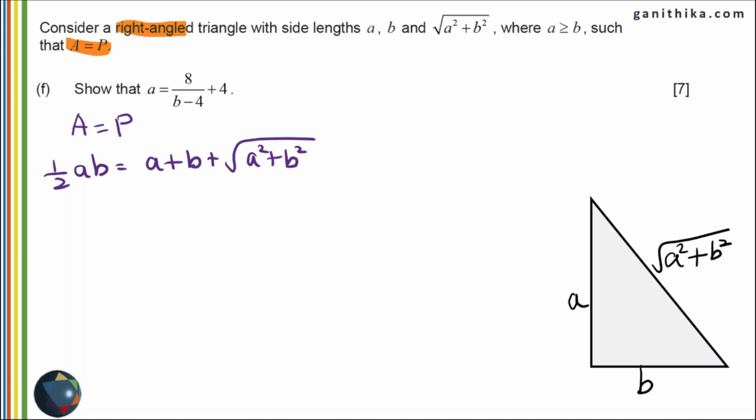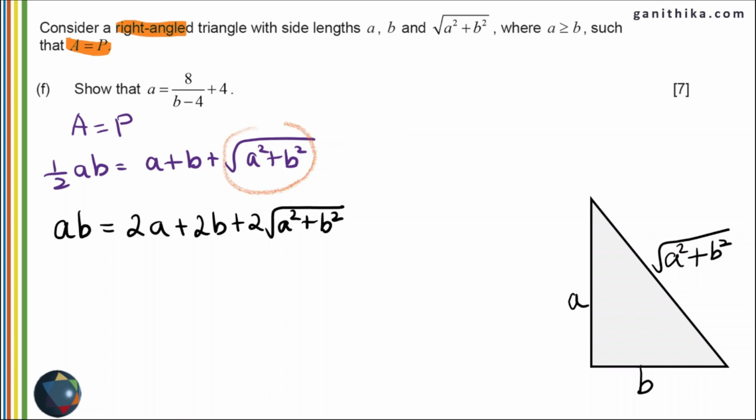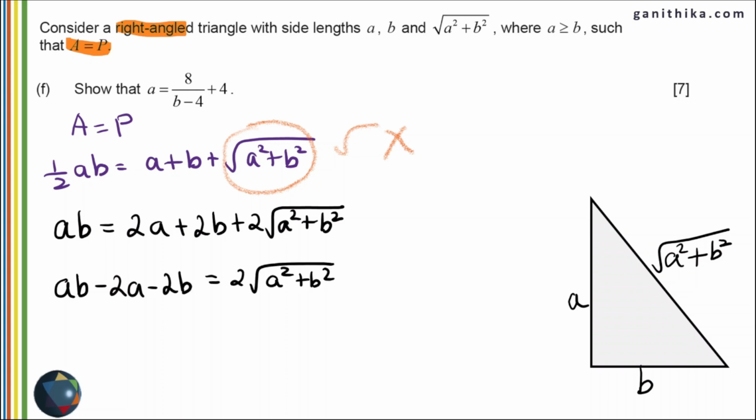This can be done in different ways. I'm just going to first of all take away the half and multiply it to the other side, and in that case I'll get ab equal to 2a plus 2b plus 2 times root of a squared plus b squared. You can see that the square root of a squared plus b squared needs to be eliminated first, because the square root is not going to help us in making a or b isolated. So let's collect all the terms other than the square root terms to one side and keep only the square root term on the other side, and then square on both sides. This will help us to get rid of the square root.